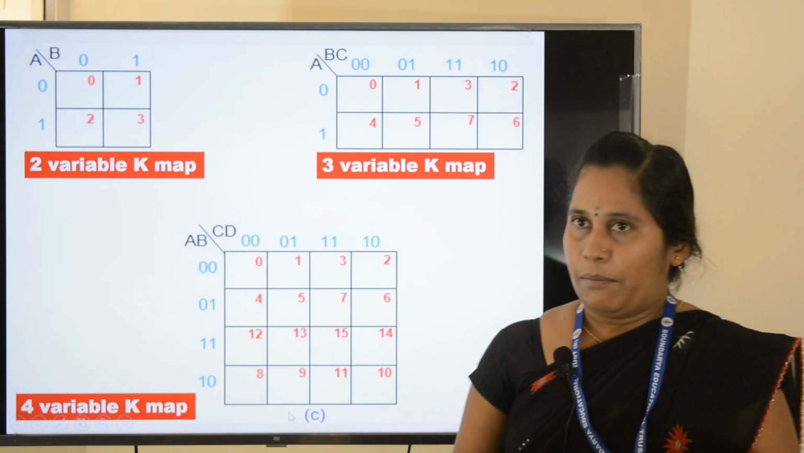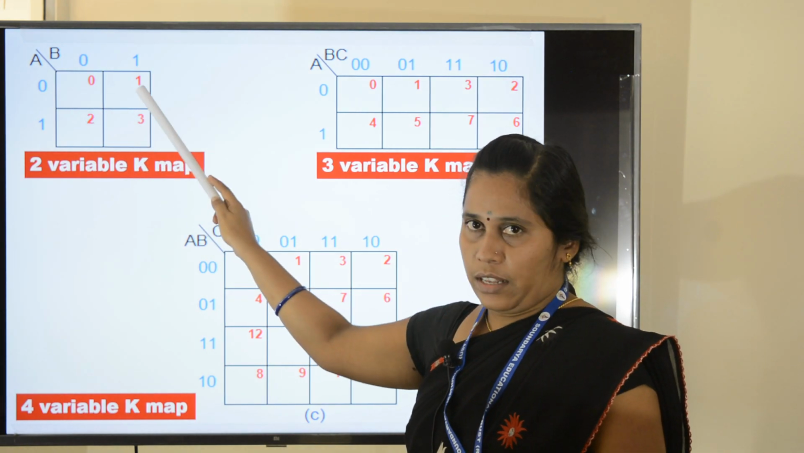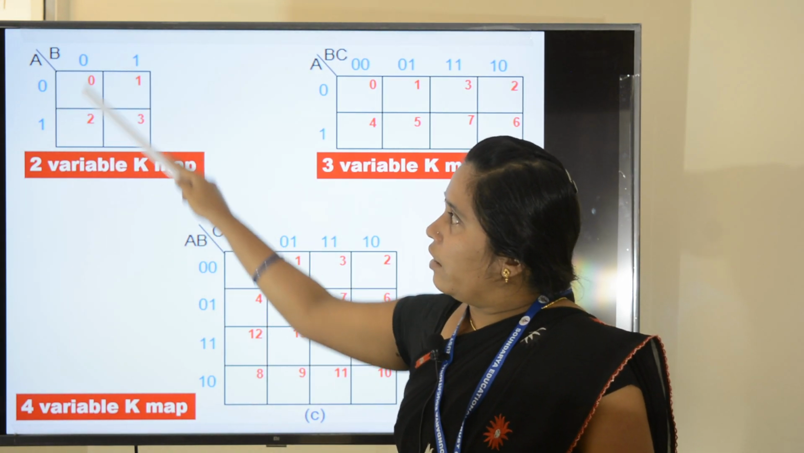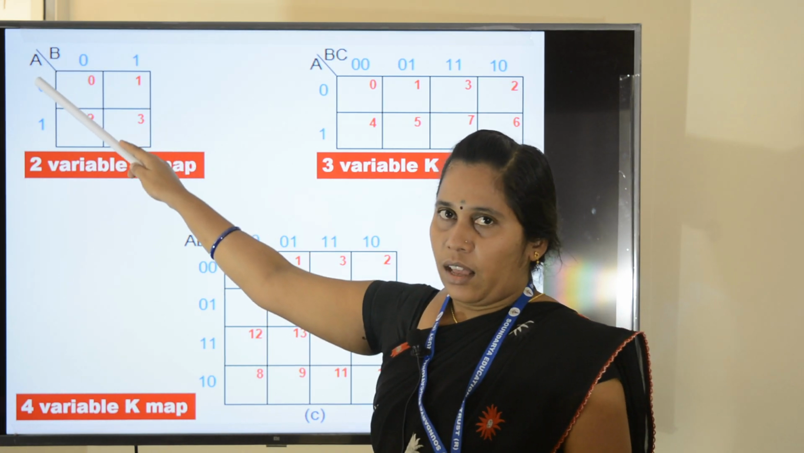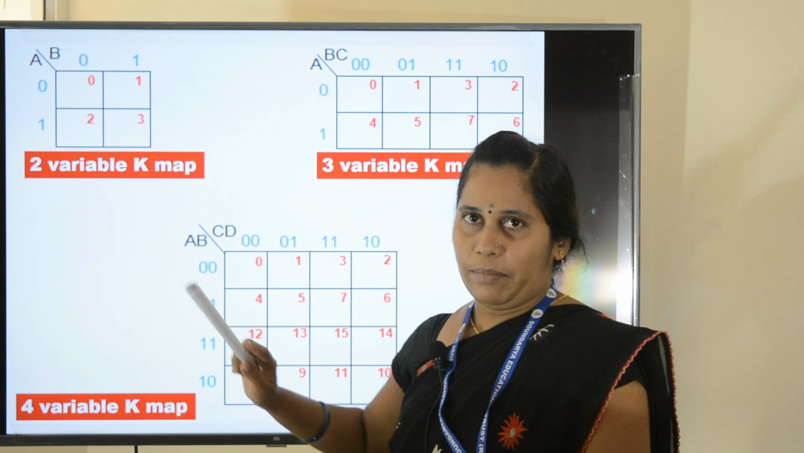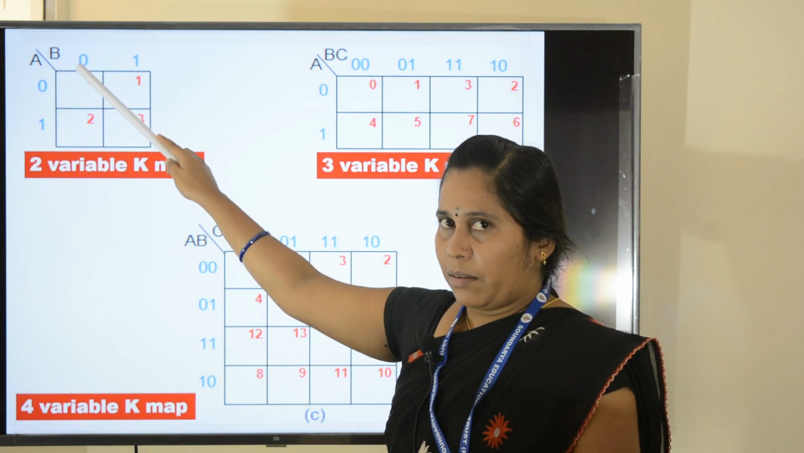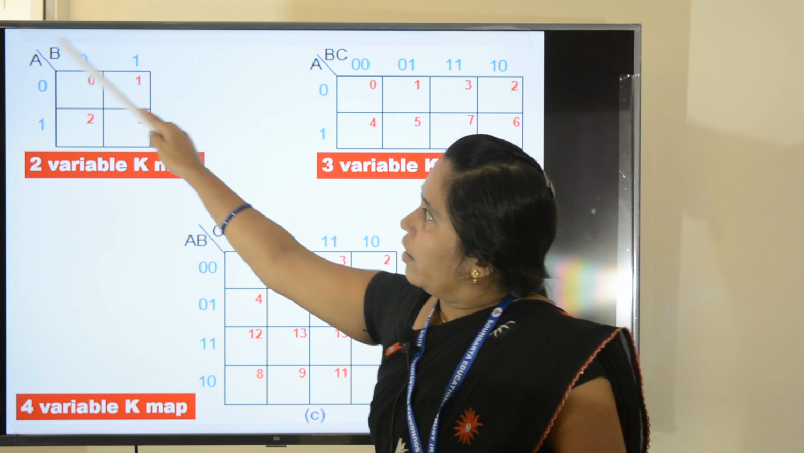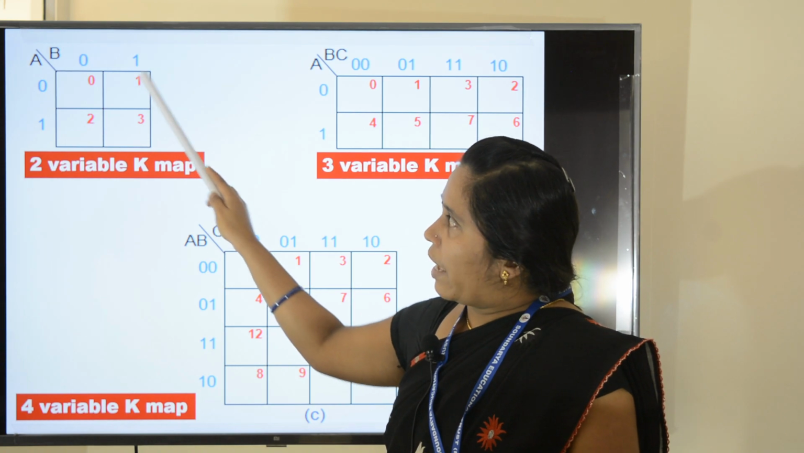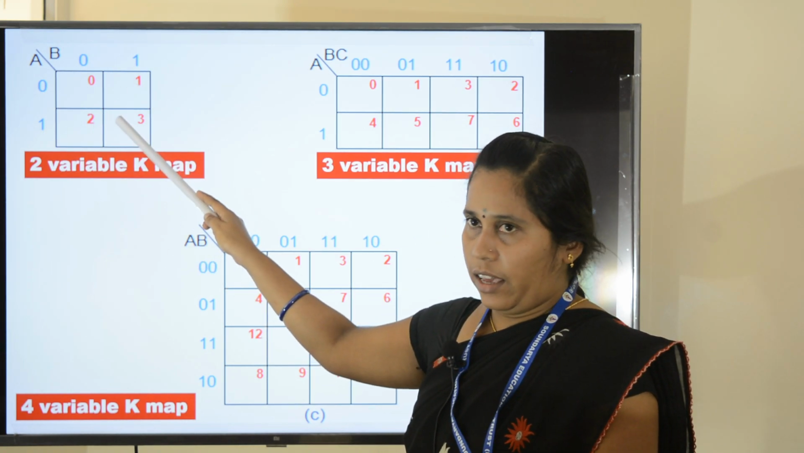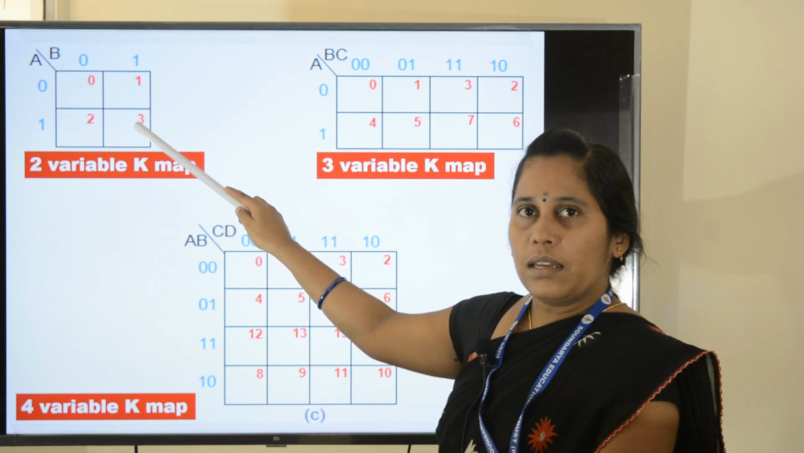In this example, the 2 variable K-map consists of 4 cells. There are 2 rows and 2 columns. Each row is represented by a variable and its complement, and each column is also represented by a variable and its complement. Here the variables are A and B. The first row is A bar and the second row is A. The first column is B bar and the second column is B.